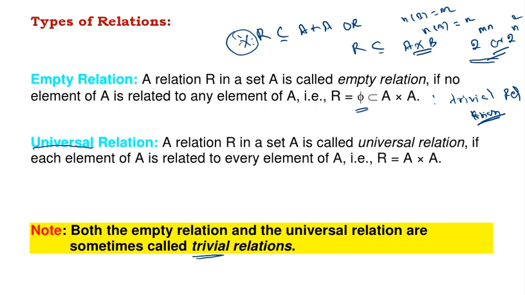So dear student, both empty relation and universal relation are generally called trivial relation. Trivial relation, this is a very important point. Both empty relation and universal relation are trivial relations.